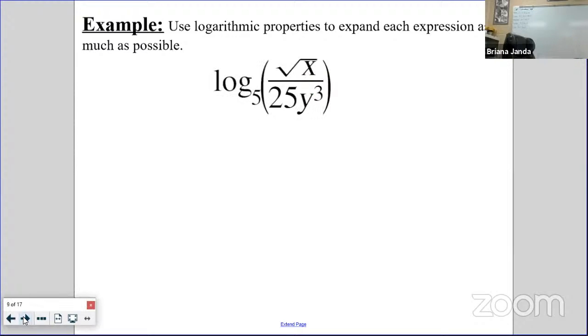Okay. The concept we are about to talk on this page, and we will revisit it in depth in the next 3 slides or so, is this idea that is going to be super huge for you being successful with expanding and condensing. We have a quotient right now. Log base 5 of square root of x over 25y cubed. Again, my first thing I would do is rewrite any radical. So the first thing I'm addressing is my square root here.